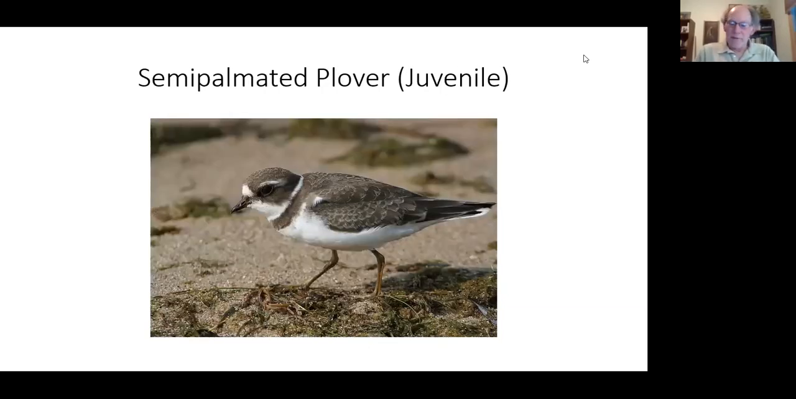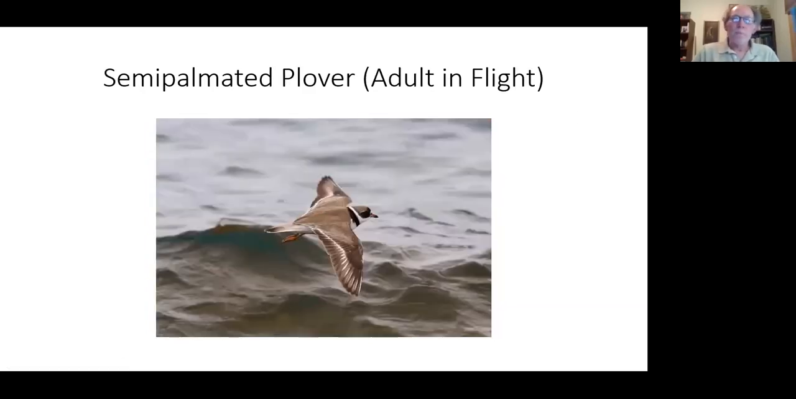Semipalmated plover we see fairly often in migration. Notice it has a lot of what I call scalloping on the upper parts, the back and the wings. That's typical of a lot of shorebirds that are juvenile. In flight, pretty distinct, has a little bit of a white wing stripe, very bold single collar as opposed to a killdeer with two collars.